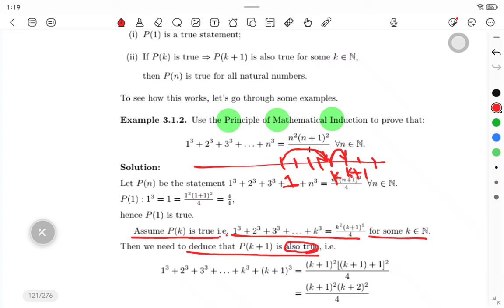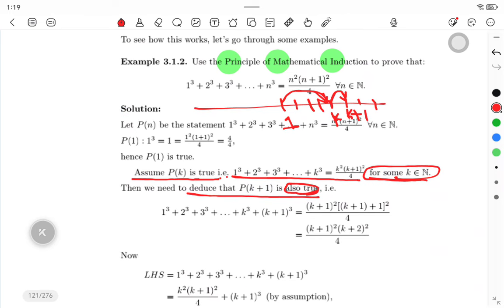So on the statement of assuming, they are more interested in this one. On the statement of deducing, they are more interested in the word "also true," right? Then we need to deduce this, right? Then we're going to say i.e.